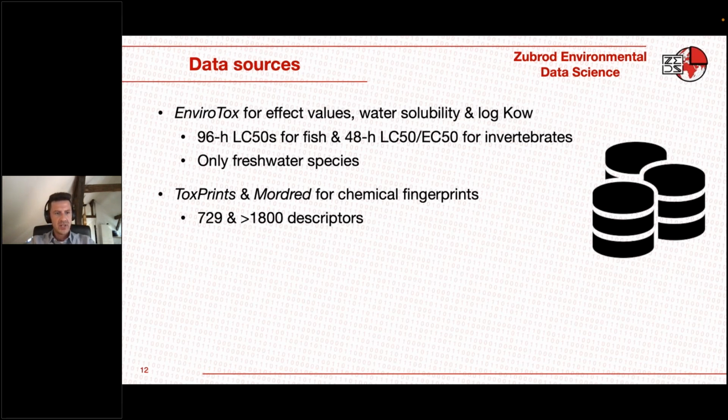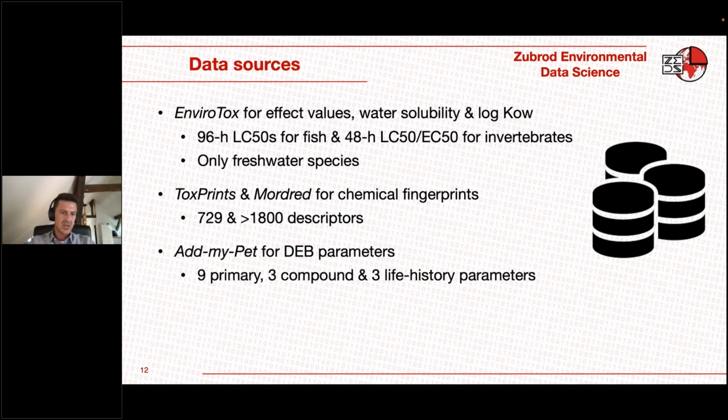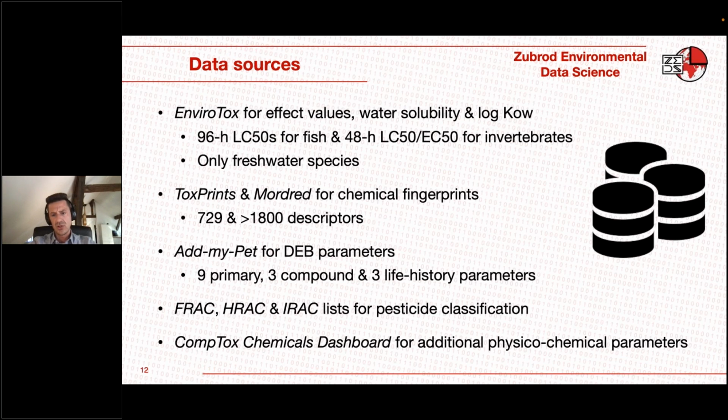For our chemical fingerprinting, we tested 2 different approaches. First, ToxPrints, which is, for instance, also recommended for QSAR modeling by the FDA. And the second one was a newer approach, Moderate, which provides a lot more of these chemical descriptors. That parameters came from the AmP database. And as I said before, we tested 9 primary, 3 compound, and 3 life history parameters. To be able to classify the chemicals that we took from the EnviroTox database into pesticides and non-pesticides, we made use of the lists provided by the Resistance Action Committees for fungicides, herbicides, and insecticides. And we also took some additional physical chemical parameters from the CompTox Chemicals Dashboard.